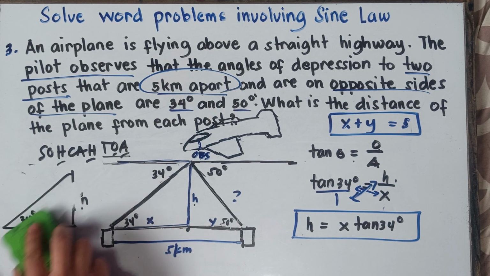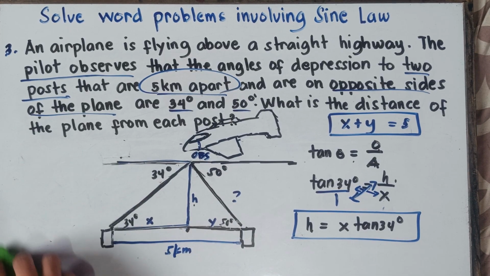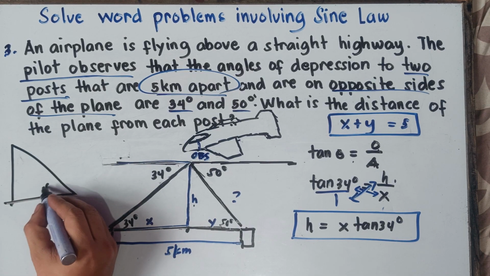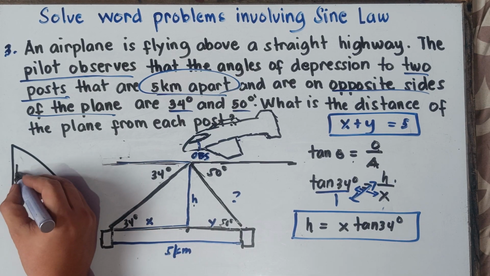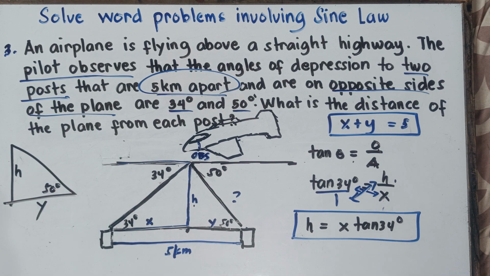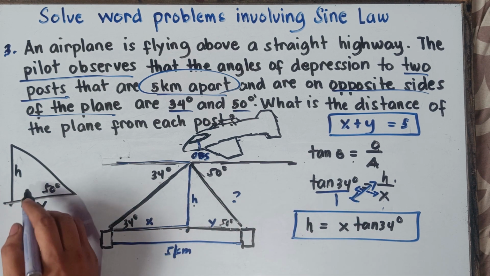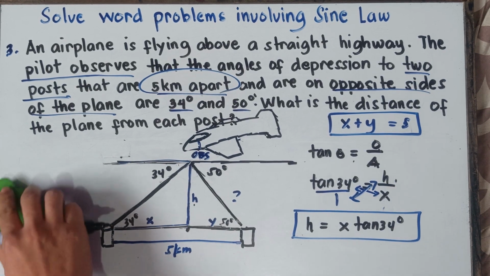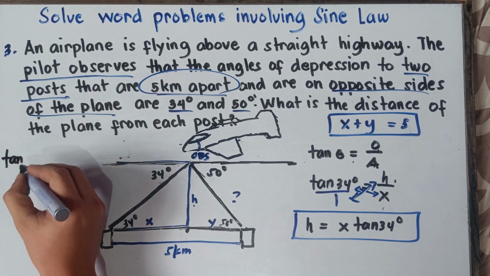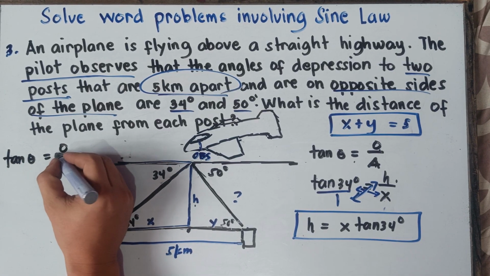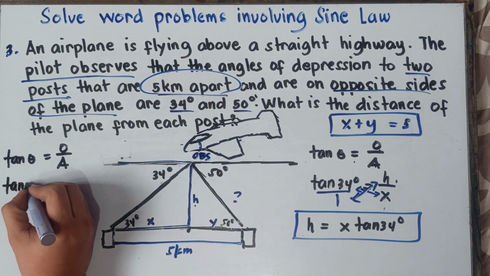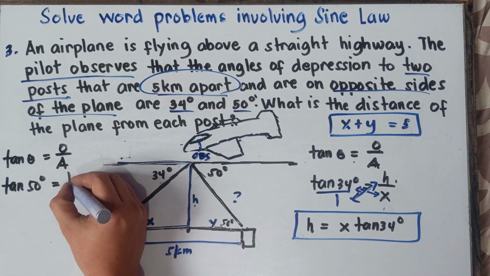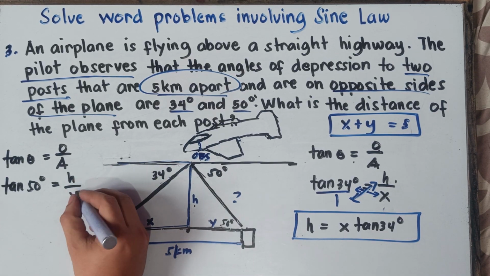Alright, the other triangle, class. This one right here, let me draw that one. So we have 50 degrees, opposite is h, adjacent is y. Therefore we can use tangent, since we have opposite and adjacent. Tangent theta is opposite over adjacent. So tangent of the reference angle, 50 degrees, is equal to opposite h over adjacent y.